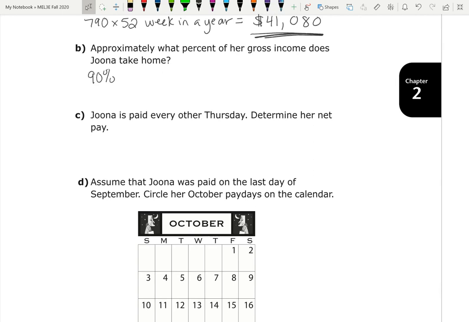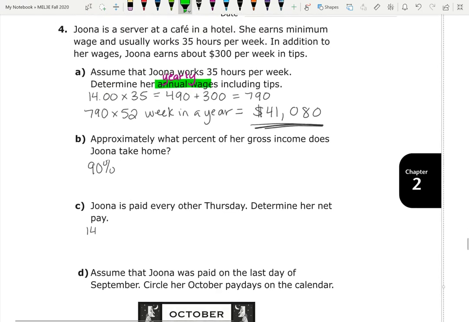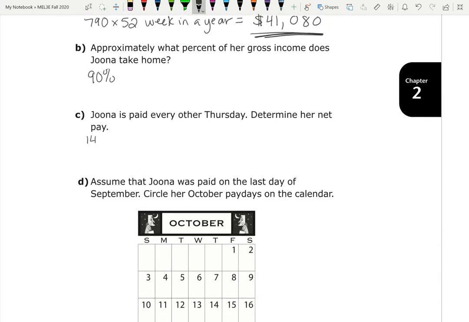Okay, so she gets paid every 2 weeks. So in 1 week, remember we've already established it up here, but I'm gonna redo it. So in 1 week, this is how much she gets paid. And I'm gonna rewrite that down the question that we're on, and then I'm gonna multiply it by 2 weeks because she gets paid every other week. So $14 times 35 hours is $490, plus her $300 a week in tips is $790. So I'm going to take that and multiply it by 2 weeks in a pay period. So in 1 pay period, she gets paid $1,580 gross.